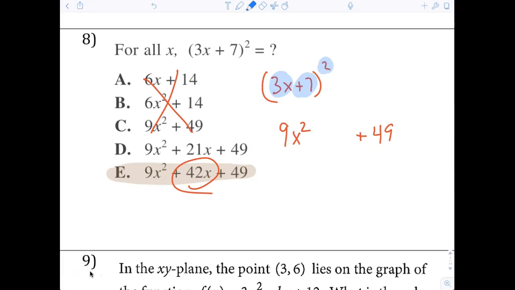Now, if you remember, the middle term is always the same. That's why it's times 2. So I always try to tell kids, the exponent will tell you how many times you got to multiply it. So 3x times 7 is 21x times 2, which gives me the what? The middle term, 42x. So please be careful with that. Try to put that in your memory. If not, anytime you square something, just write it as 3x plus 7 times 3x plus 7. And then it's easier to see the middle term.